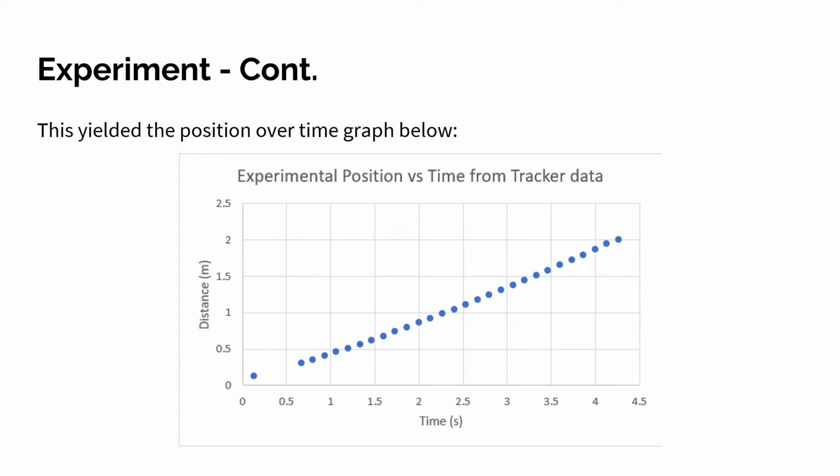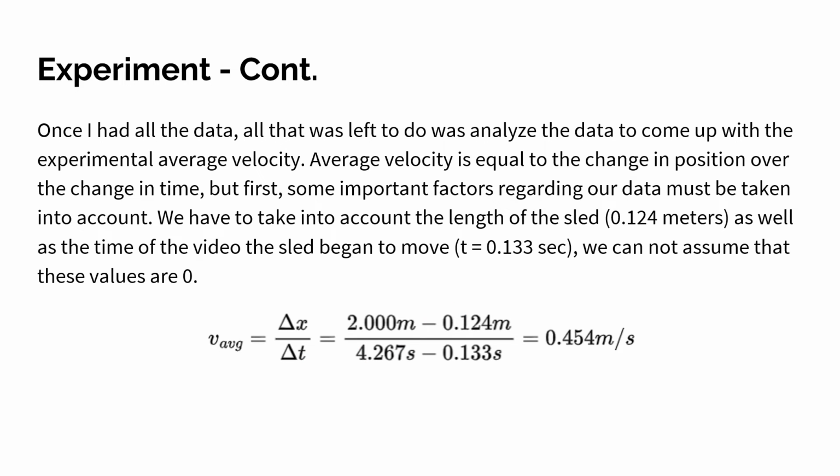The yielded position over time graph is below. Once I had all the data, all that was left to do was come up with the experimental average velocity. Average velocity is equal to the change in position over time, but first we have to take into account some important factors. We have to take into account the length of the sled as well as the time of the video the sled began to move. We cannot assume that just because these are initial values that they're 0.